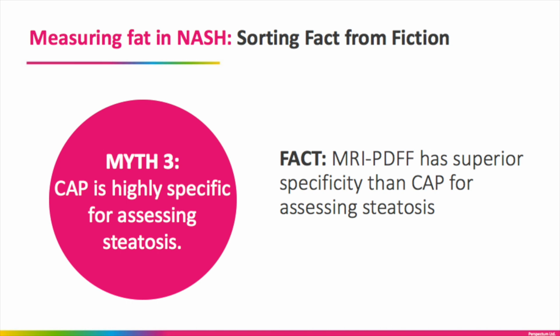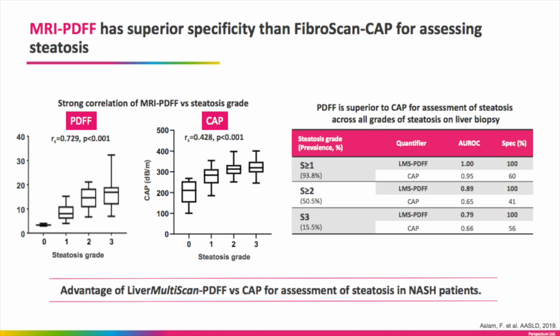Well, this is a common belief. However, the fact is that MRI-PDFF has superior specificity than CAP for assessing hepatic steatosis. Just as we saw on one previous slide at the beginning of this presentation, here again on the second graph, we can see that correlation of CAP versus steatosis grade is only 0.4. In the graph on the left, we can see that the correlation of PDFF is much better at 0.7.